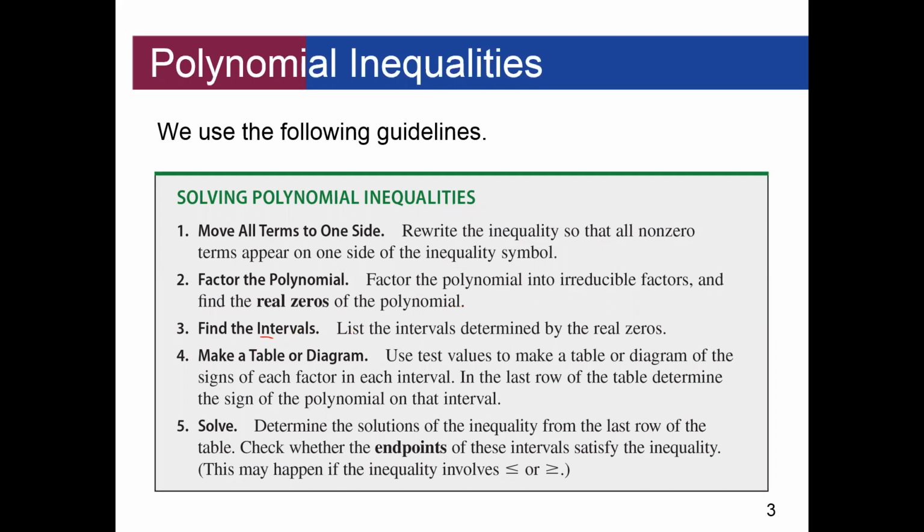The intervals are determined by the zeros of the polynomial. You make a table. You use test values for each of the intervals, and then test whether it satisfies the inequality. Based on that, you determine the solutions of the inequality and check whether the endpoints of these intervals satisfy the inequality or not. This may happen if the inequality involves less than or equal to or greater than or equal to. Okay, so those are the steps.